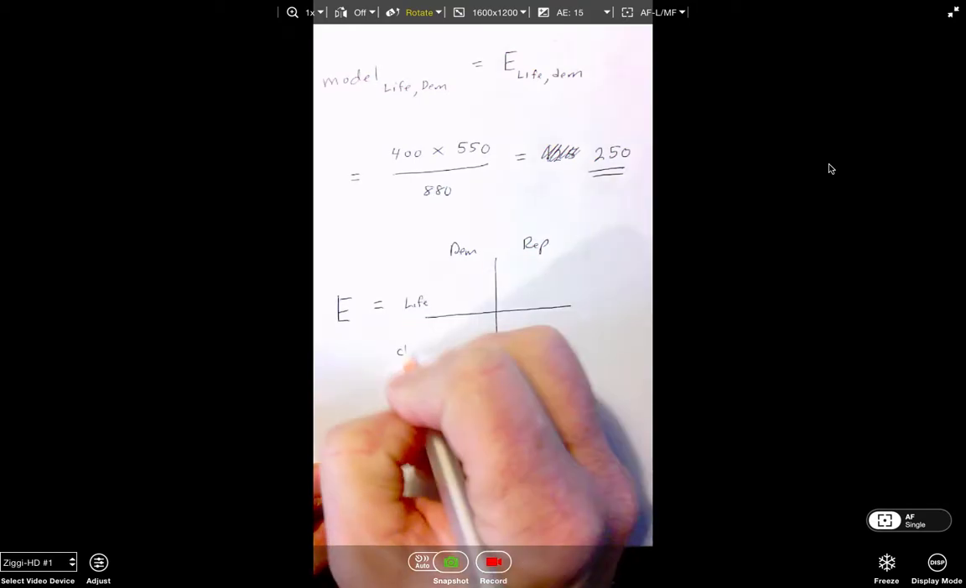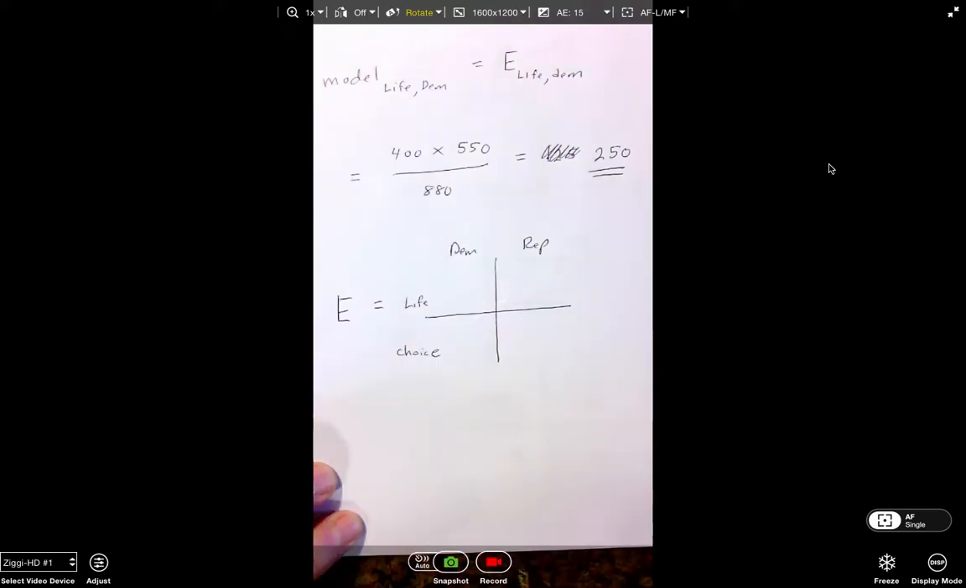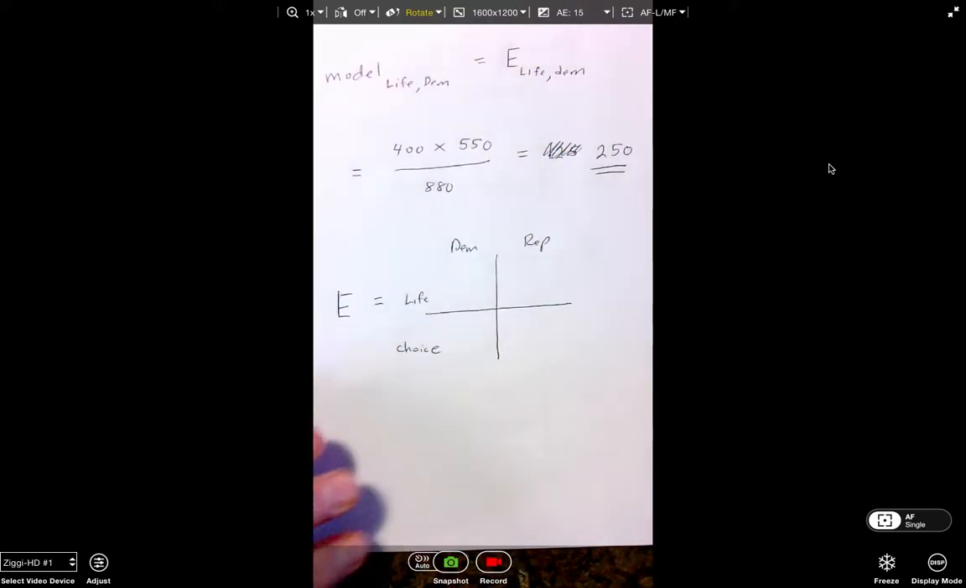So I ask you, which one of those columns do you fit into? I know which one I fit into, but I'm not going to tell you.